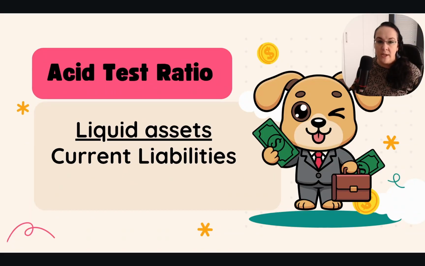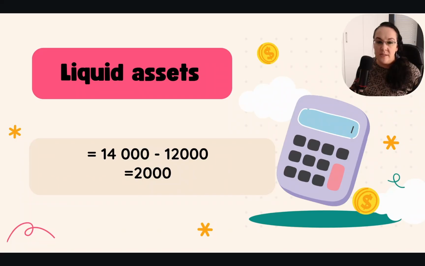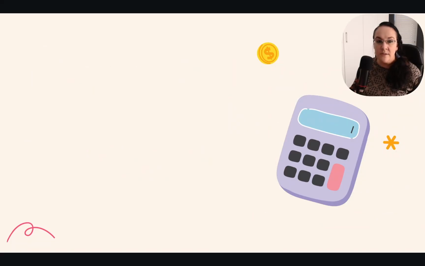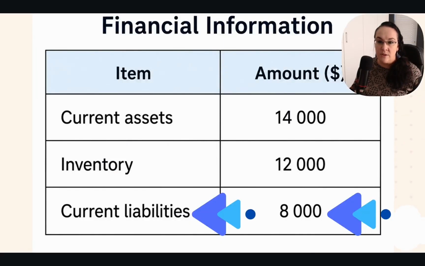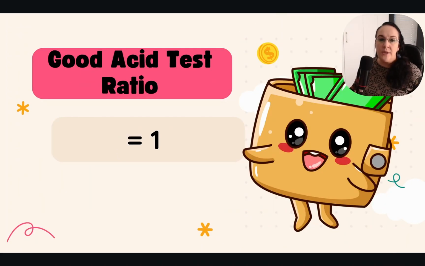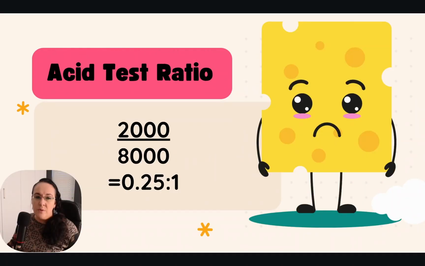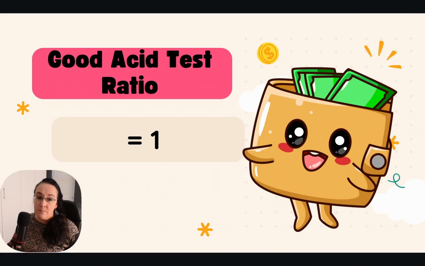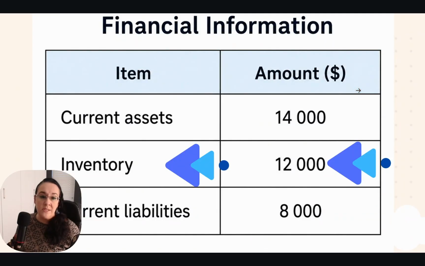Now here's our formula for asset test ratio again. Liquid assets that we calculated as 2,000 divided by the current liabilities of 8,000 gives me 0.25 to 1. Now a good asset test ratio is 1. So unfortunately we are not happy because the value is 0.25. So this is below 1. And the main reason for this is unfortunately our inventory. It's 12,000. If you compare that to the 14,000, it's very high. So a large part of our current assets are made up of inventory.